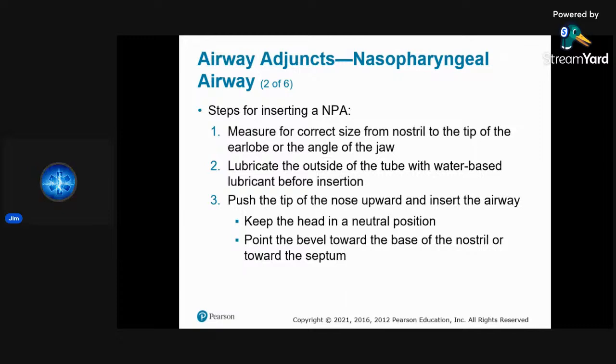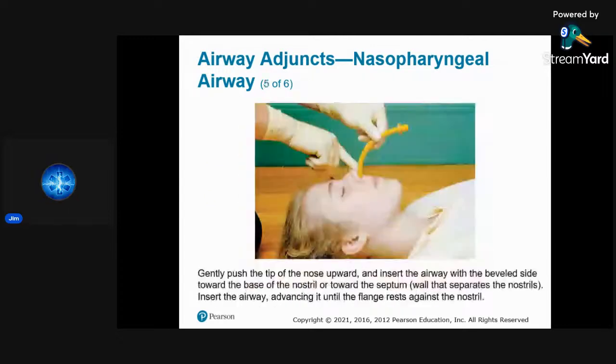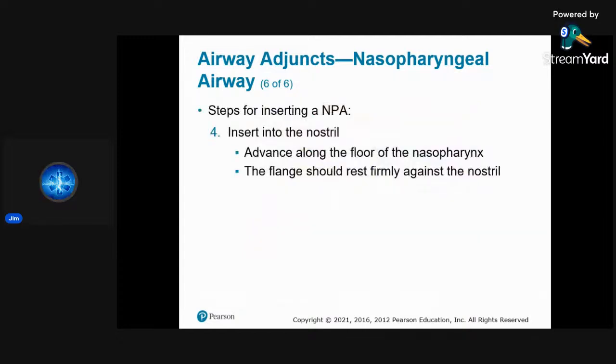We're going to push the tip of the nose up and insert the airway. Keep the head in a neutral position. The bevel is going to be pointed towards the septum or the base. Here's a picture of them measuring it. And here they're lubing it up. And here they're inserting it. Insert it into the nostril. We usually use the right nostril. Advance along the floor of the nasal pharynx. And the flange should rest firmly in the nostril. That's how we know it's seated right.